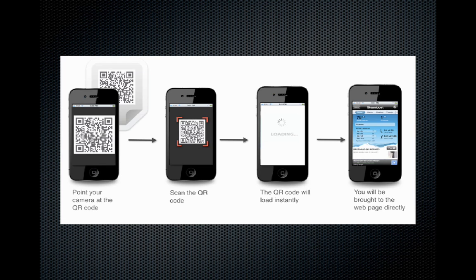So once you have the appropriate software, you will point your camera at the QR code, and it will automatically scan and load you to the content that you have it redirected to.